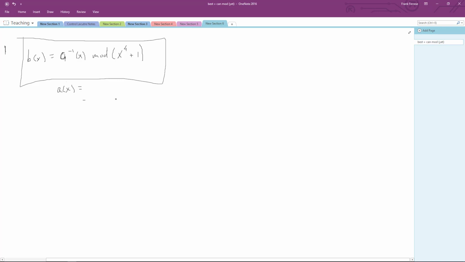A of x is equal to 03 x cubed plus 01 x squared plus 01 x plus 02.